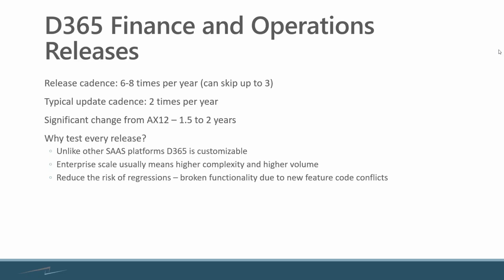And this is a big change from AX12. So in AX12, you would have an update maybe every 1.5 to 2 years. And they're typically a pretty large endeavor, almost like a reimplementation. So there'd be a lot of configuration work going on, a lot of testing going on. But for the web-based applications, we get a lot more updates, a lot more feature releases, which is one of the main benefits of going cloud.